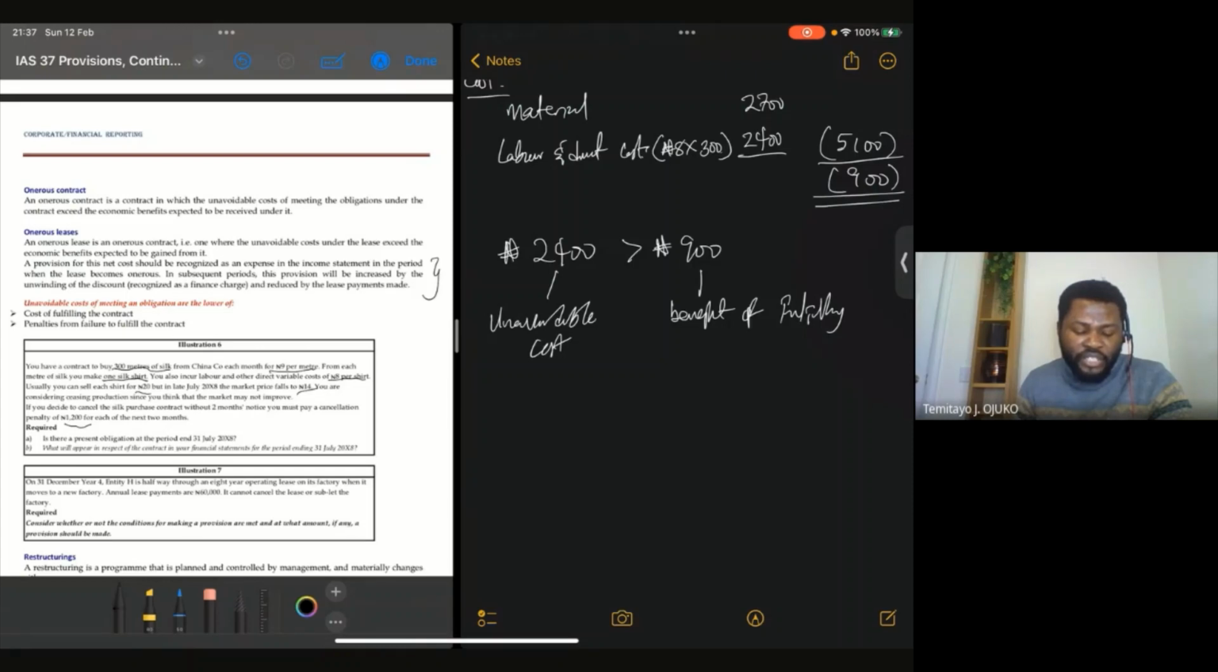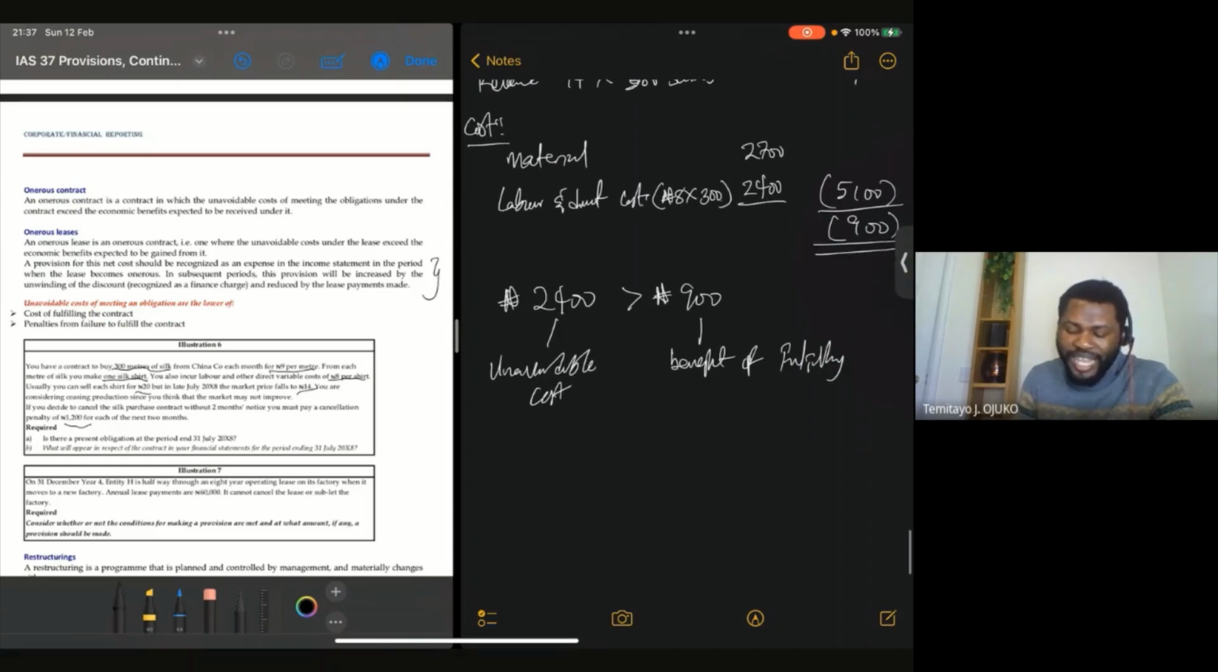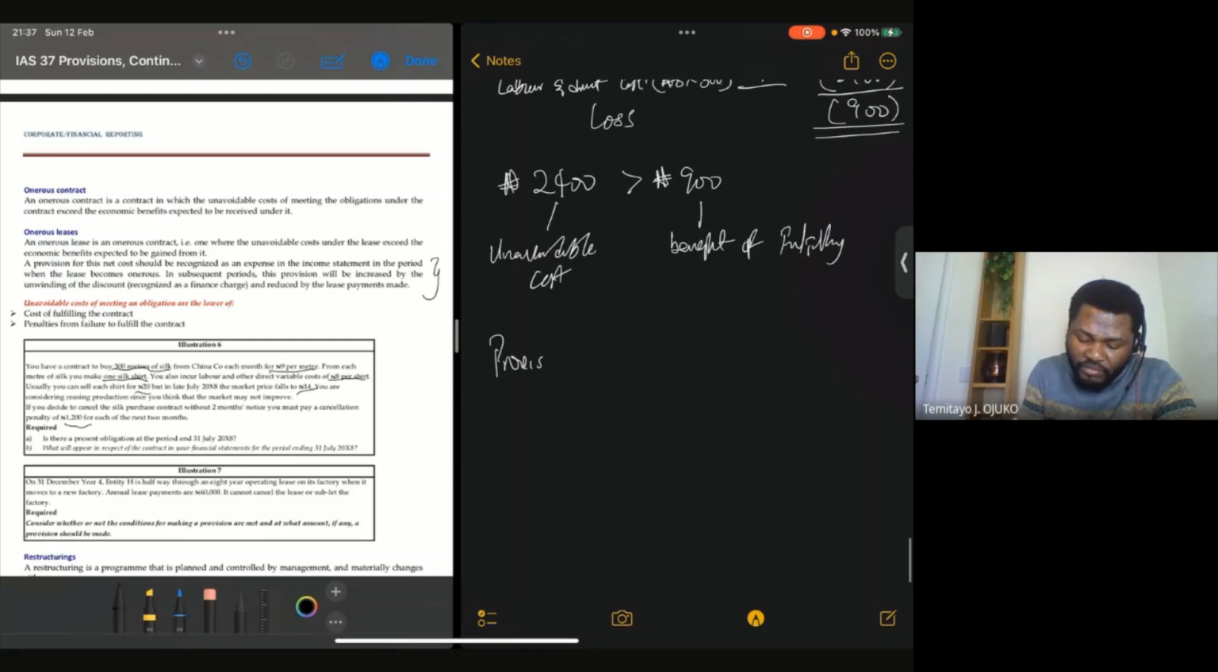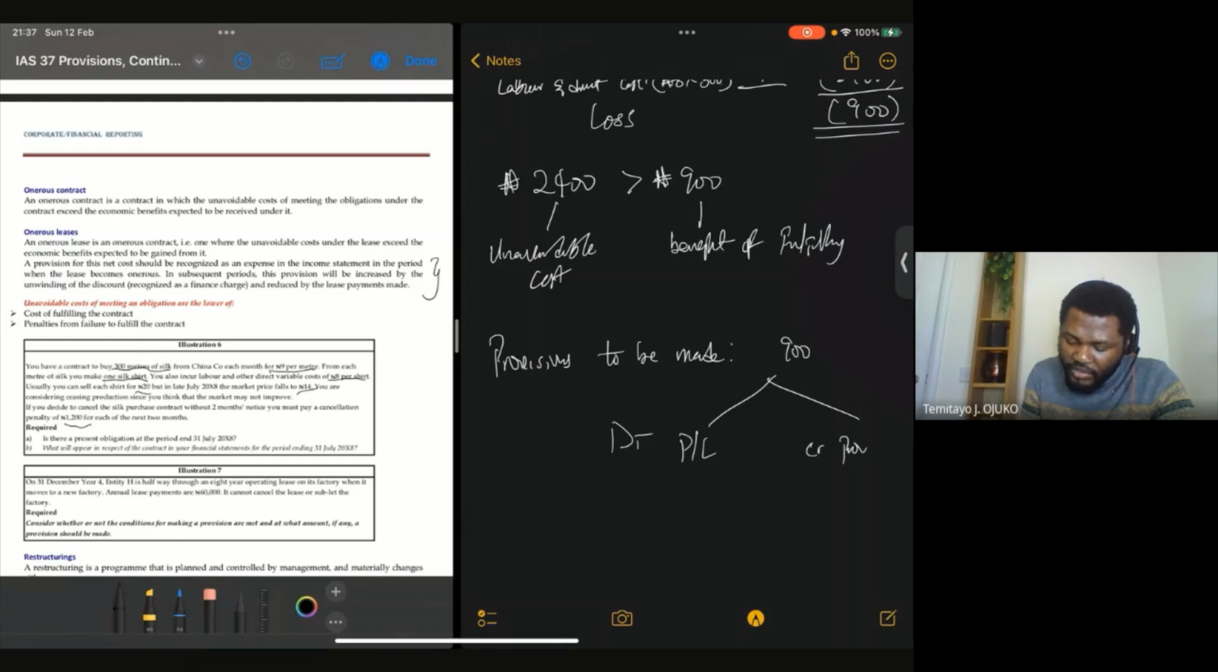So what were we told to make it? They said the provision of this net cost should be recognized as an expense. Now, the net cost in this case is a loss you are making. That is the net cost. So our provision to be made is 900. So it means that I debit my P and L and I credit my provision. Simple as A, B, C. So that's that about onerous contract.